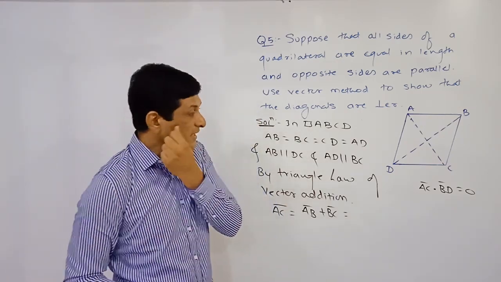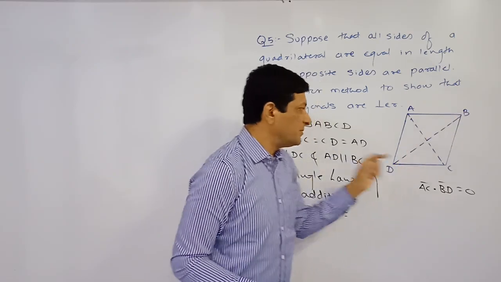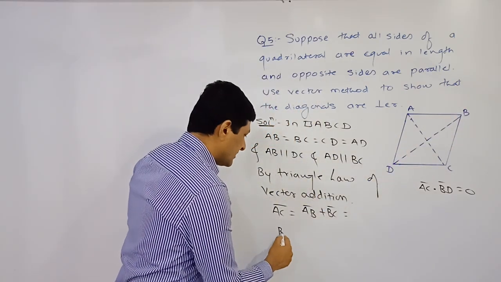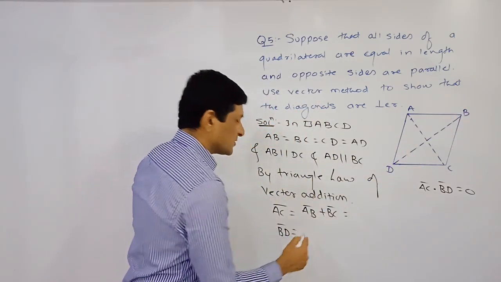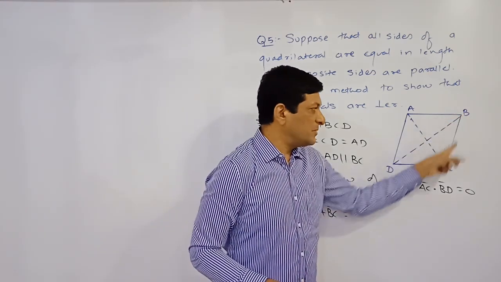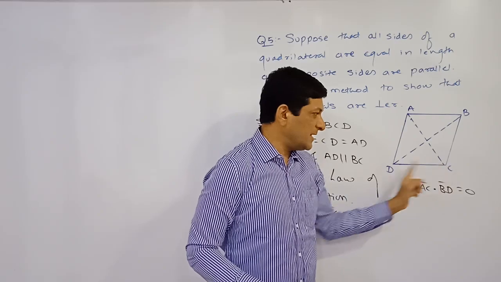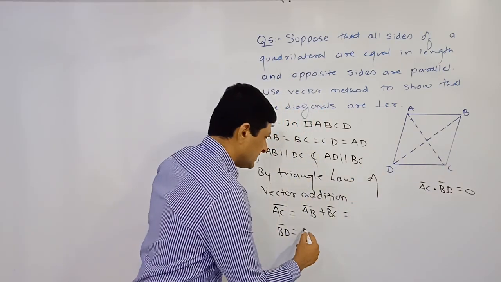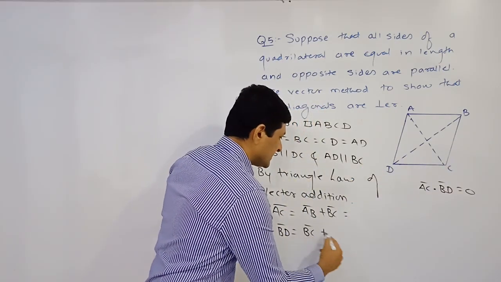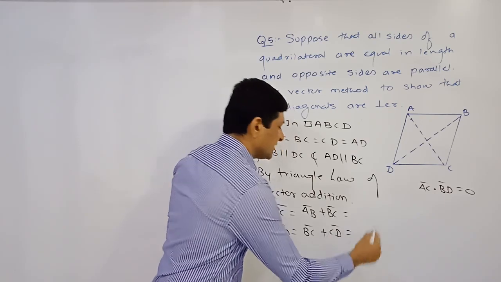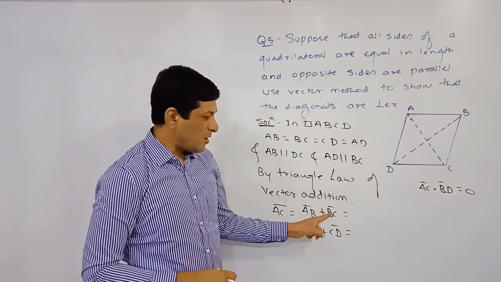And now the second diagonal is what? BD. So here the value of BD bar is equal to, if you observe this triangle BCD, BD bar will be equal to BC bar plus CD bar. So BC bar plus CD bar. Now here, which is the common part? BC bar.